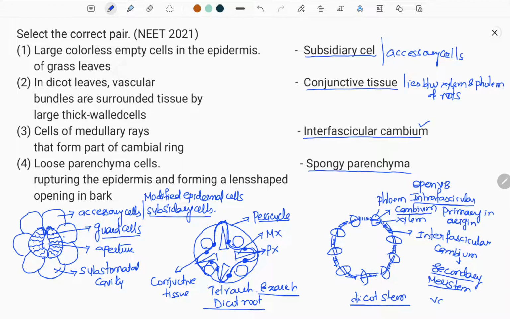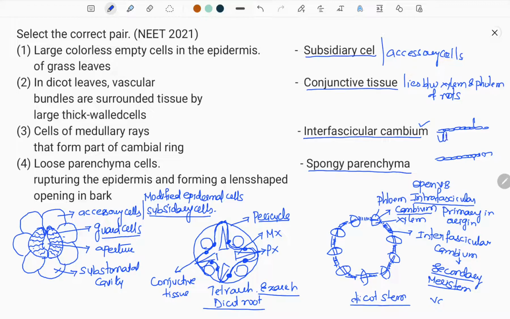Next, spongy parenchyma. Where do we find this spongy parenchyma? Spongy parenchyma is found in dicot leaf. This is the upper epidermis, adaxial surface. This is the lower epidermis, abaxial surface. Of course, it will have stomata also. The tissue present in between upper epidermis and lower epidermis is called the mesophyll. In this mesophyll, two types of tissue are present.